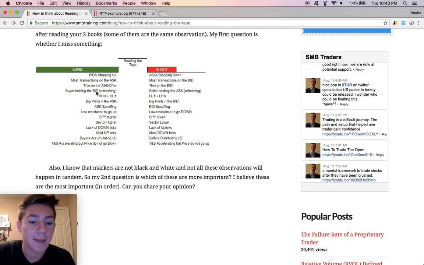Buyers holding the bid. That means the bid is strong. We have a lot of people who are trying to hit the bid and buy these shares. We are having an uptrend, which means higher highs and higher lows. Big prints on the ask.